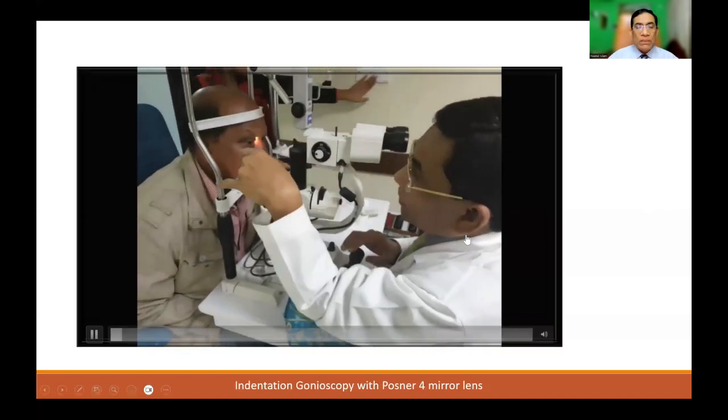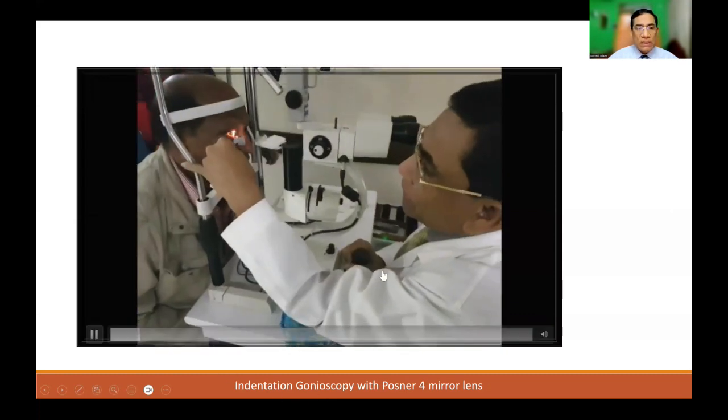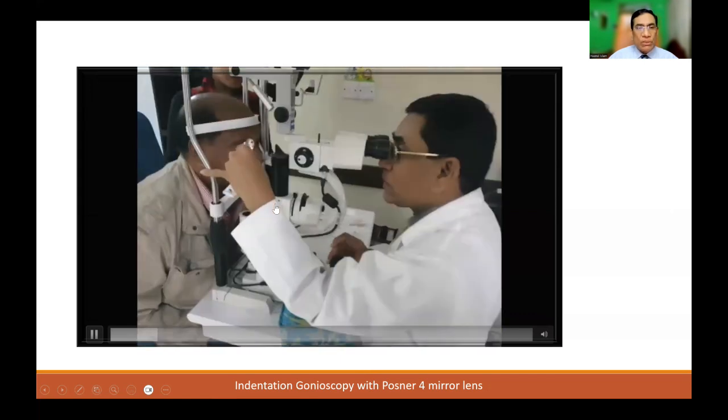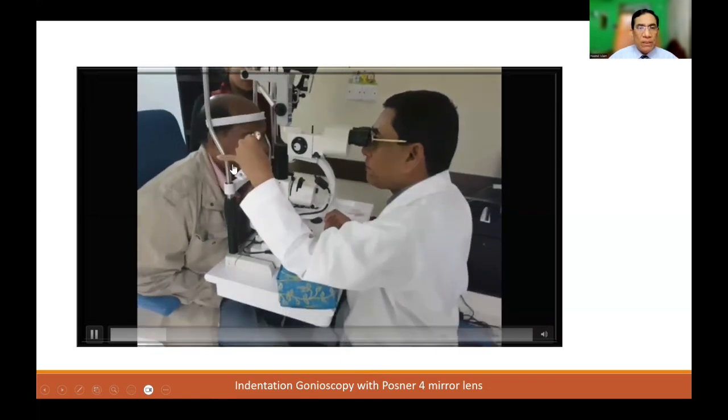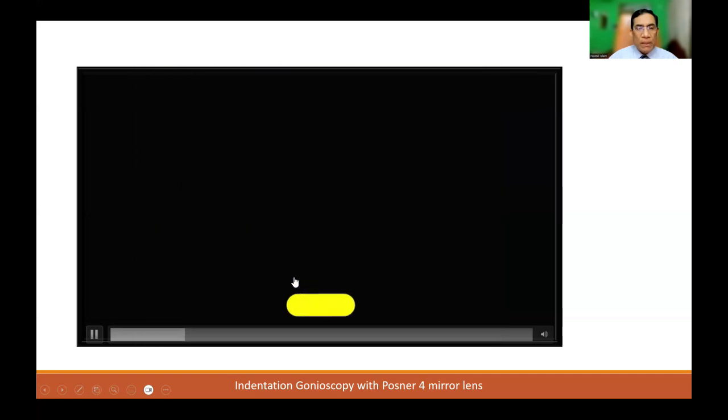This is another examination by the Posner four-mirror gonio lens, and I will do indentation here. So the same kind of thing, but it has a handle. So you can see the position of my little finger here. I'm touching it, fixing my hand, and the elbow fixing here.